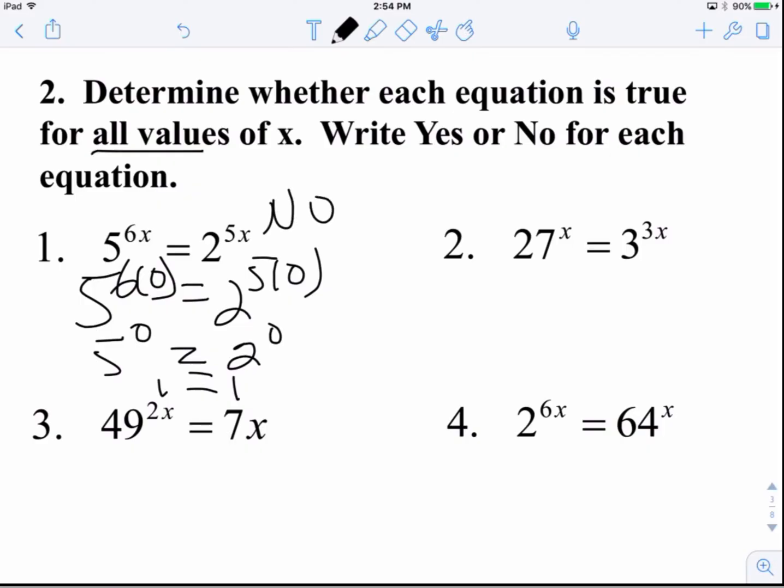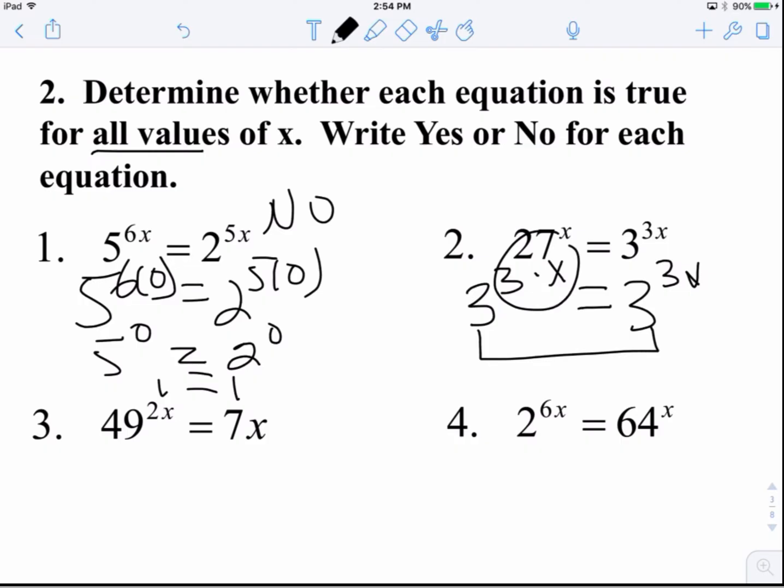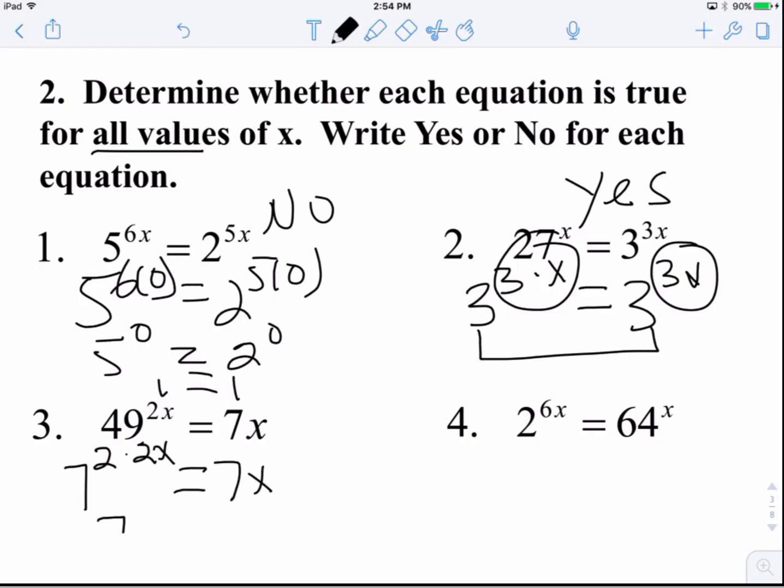For number 2, we can rewrite 27 as 3 to the 3rd power times x equal to 3 to the 3x. And so we have the bases are the same and the exponents are the same. So this is true for all values of x. The answer is yes. For number 3, we can rewrite 49 as 7 squared times 2x equal to 7 times x. So this is 7 to the 4th power x equal to 7x. So this is not true for all x. So the answer is no.